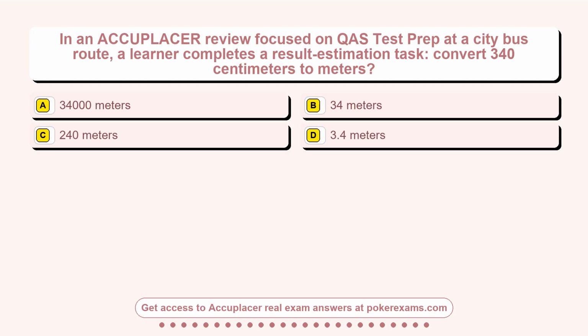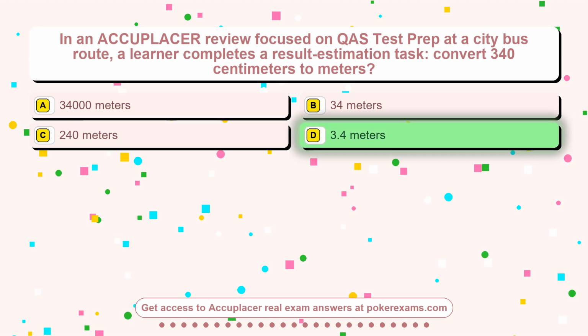Question 19. In an Accuplacer review focused on QAS test prep at a city bus route, a learner completes a result-estimation task. Convert 340 centimeters to meters. Option A, 34,000 meters. Option B, 34 meters. Option C, 240 meters. Option D, 3.4 meters. The correct answer is option D, 3.4 meters.